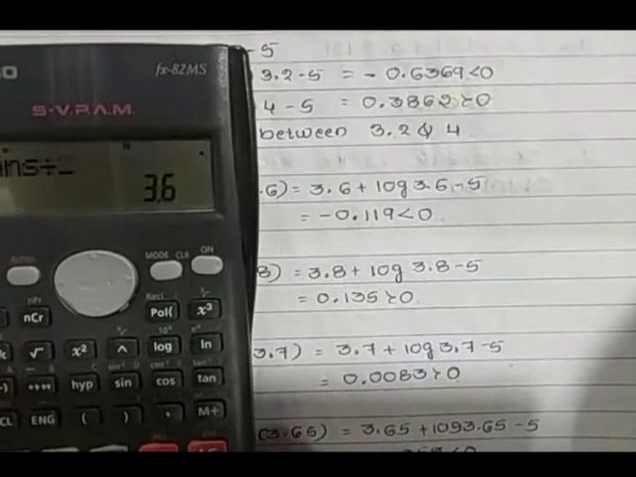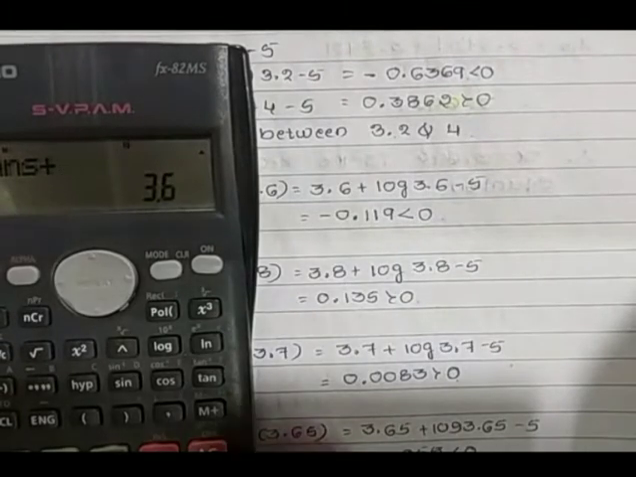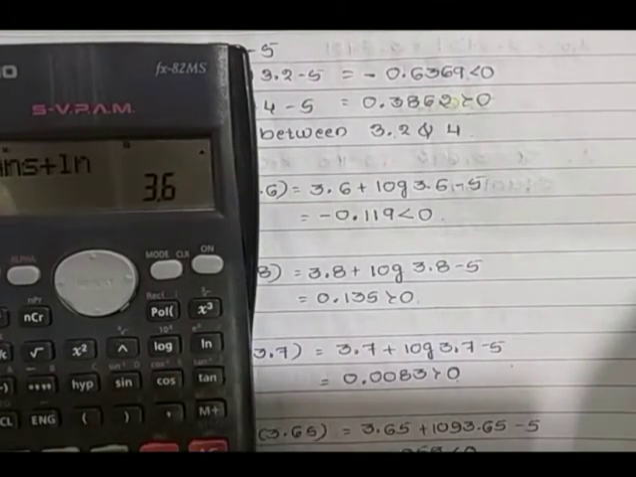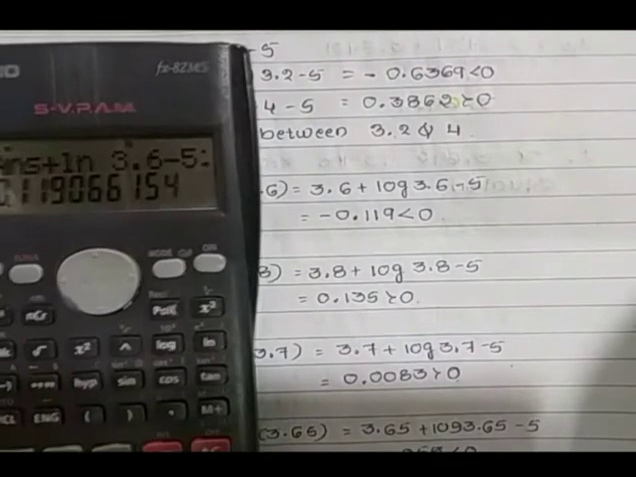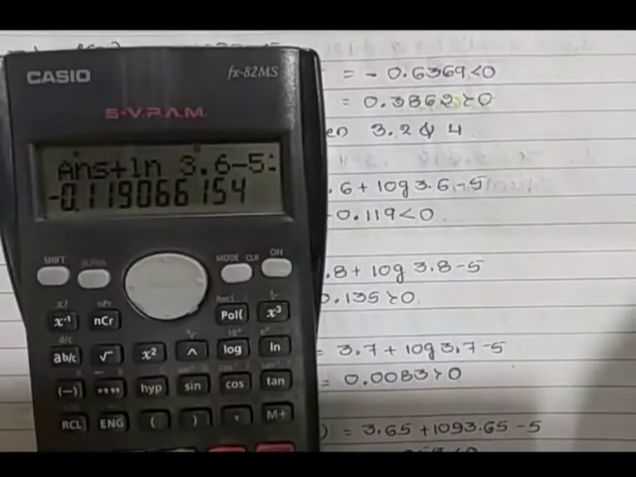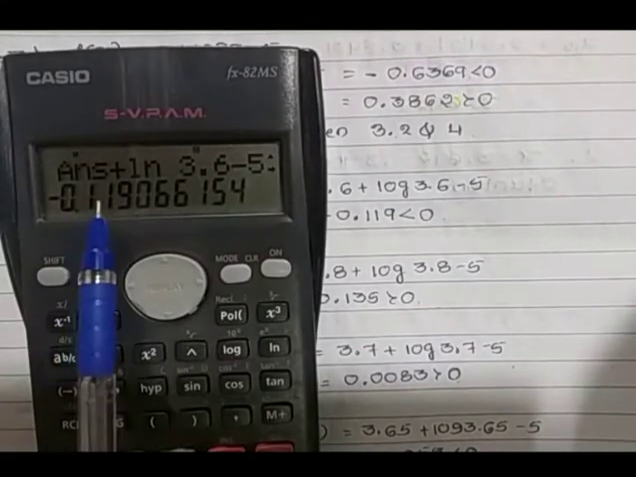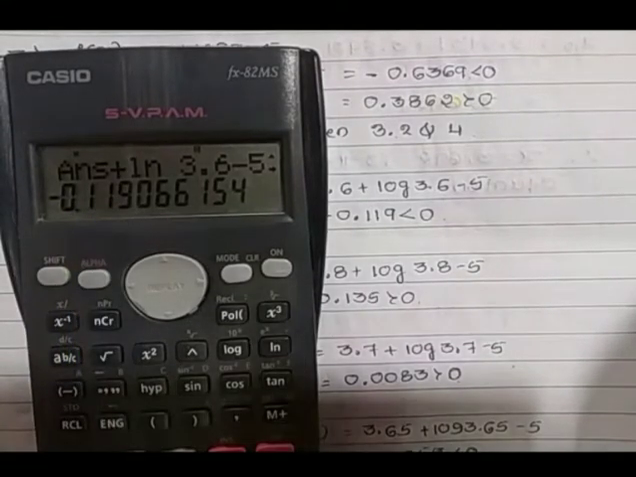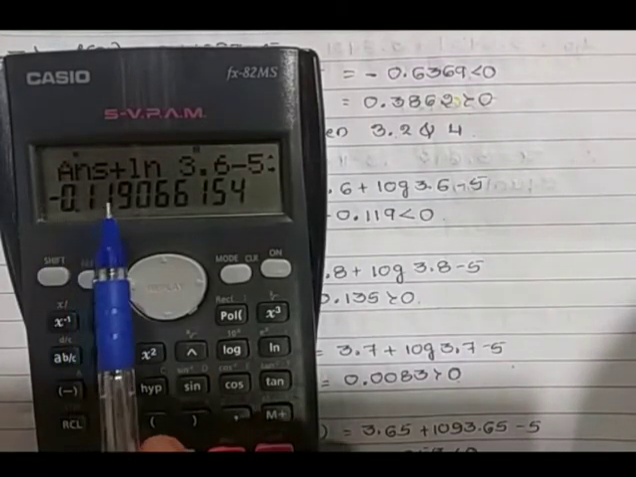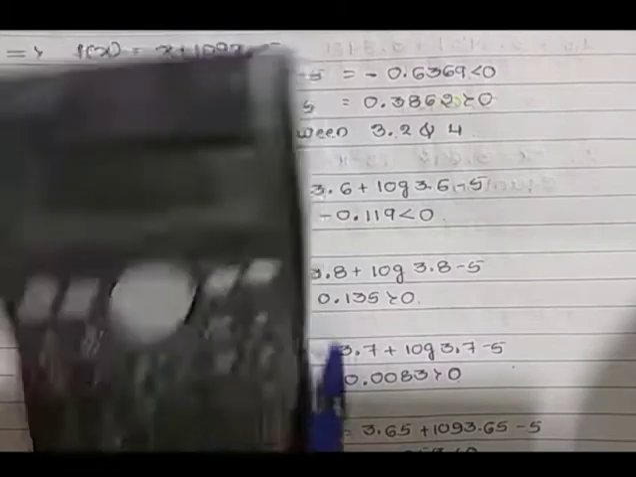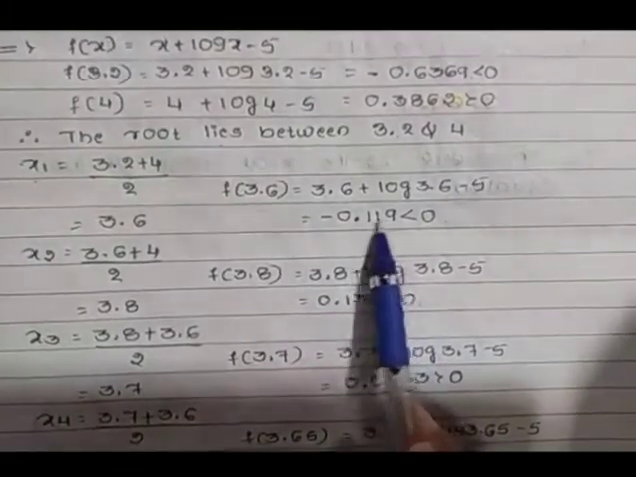3.6 plus log of 3.6, meaning we have to use ln 3.6, minus 5, which is equal to minus 0.11906. You can mention any three decimal points here.